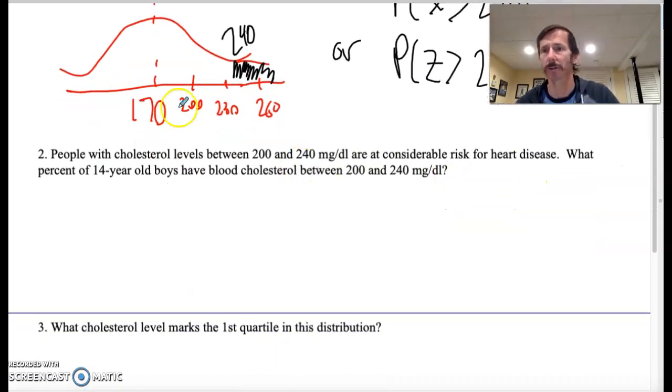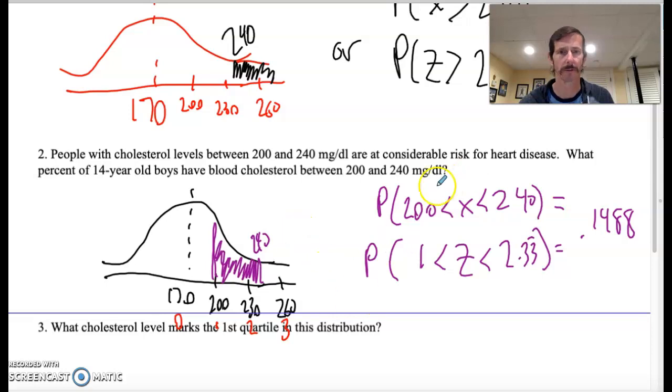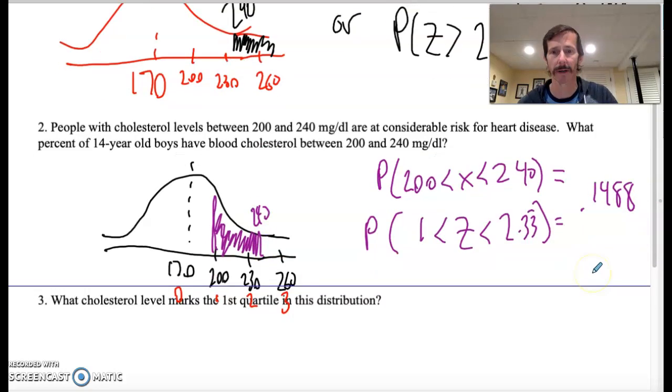All right, you are going to now try number 2. Pause the video, give it a try. Okay, so if you did it with just the values versus z-scores, again, I put the 1, 2, 3 in red because that would be your number of deviations, so you'd still be at 1 and about 2.33 here, and your answer should have been 0.1488 or 14.9%.